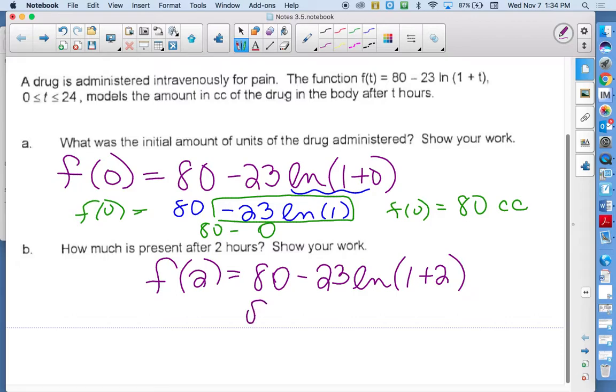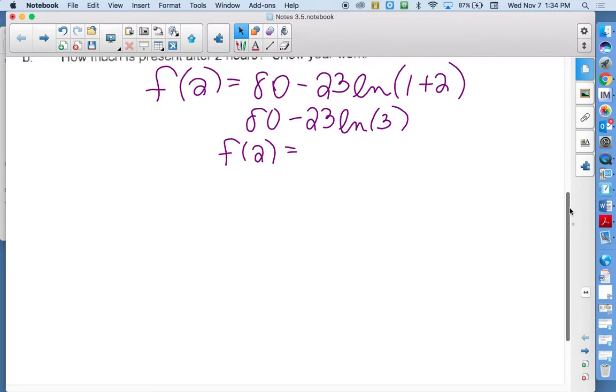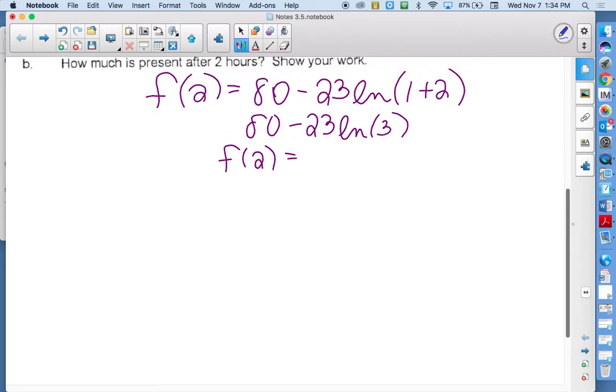And if you plug all that in your calculator, this time you actually have to use your calculator because we don't know what the natural log of 3 is. Chelsea, what do you end up getting? 54.7. Yeah, 54.73. That's just plugging it in your calculator: 80 minus 23 natural log of 3. You don't have to do anything special there, just plug it all in.